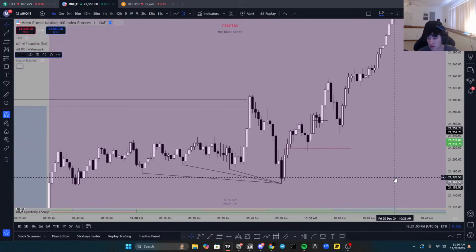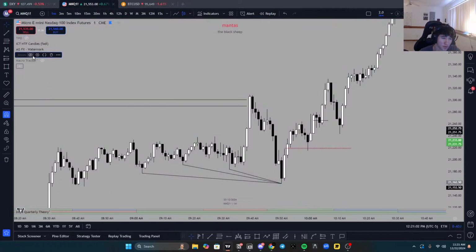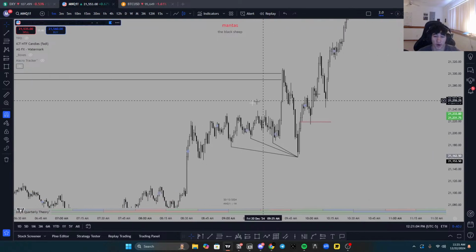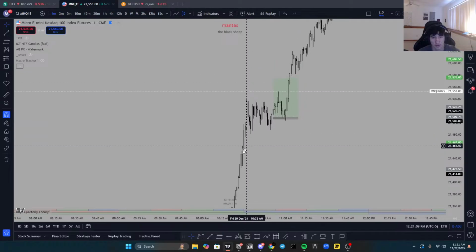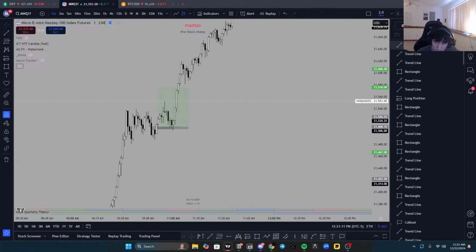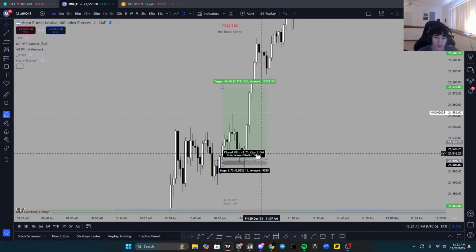I was very confident in this trade, similar to how I was confident in my other ones throughout the week. But yeah, through here, when we have the power of 3 expansion higher, we only want to be bullish, so I would only be looking for longs. So let's go over this. I was looking for this trade right here.